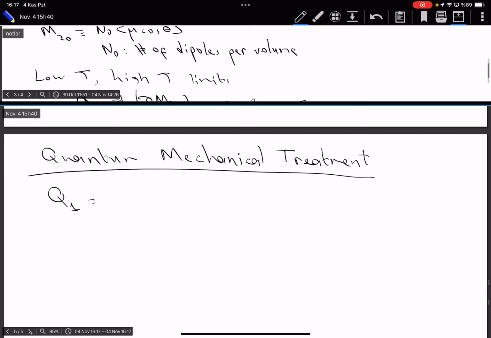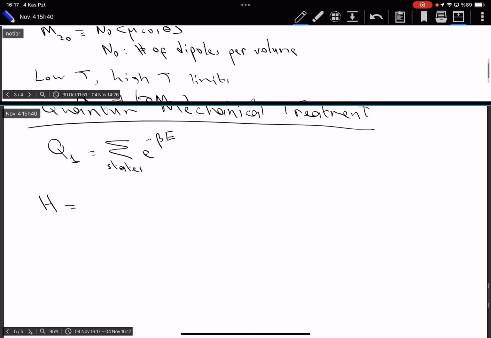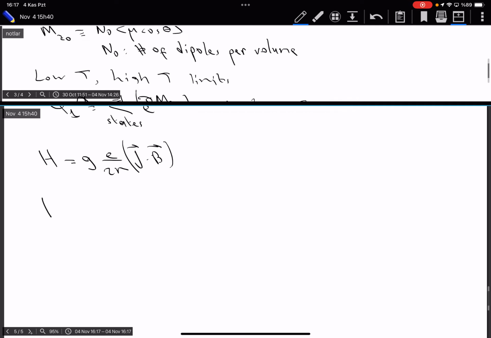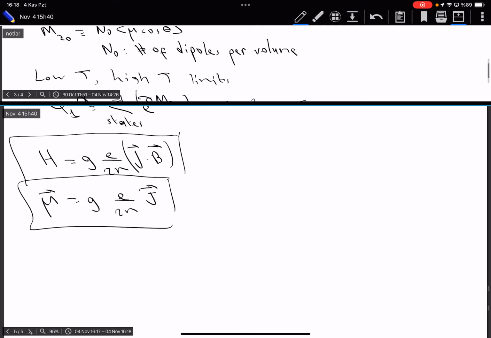It's enough for us to calculate a single particle partition function, which will be the sum over all states of e to the power minus beta e, whatever the energy eigenvalues are. The Hamiltonian of the system is given by e over 2m, let me write it in this form first, j dot b. The magnetic dipole moment is given by g e over 2m j. Okay, this is what your book says, but that is not correct.